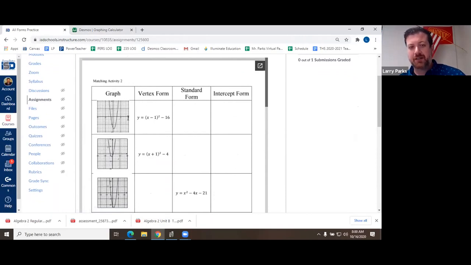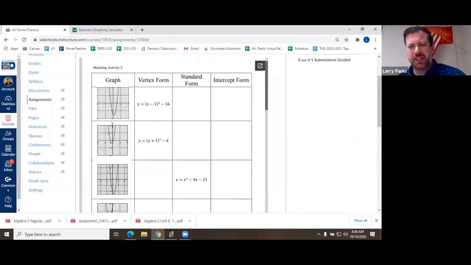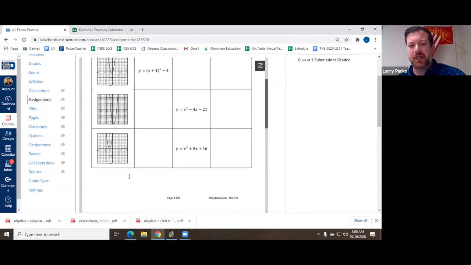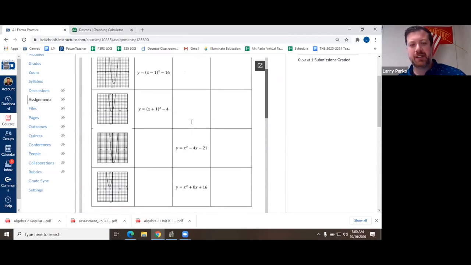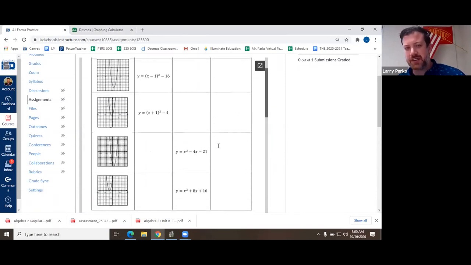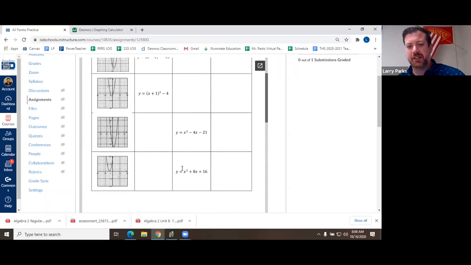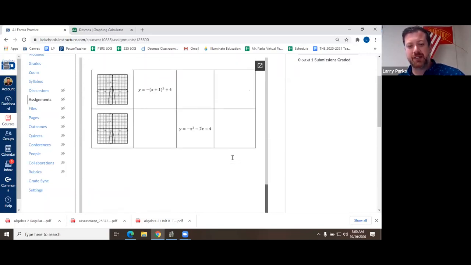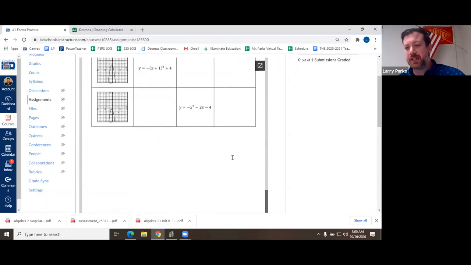I start you off in a form, and you're going to write the 2 new forms. The graph is already ready for you. I'm pretty sure these graphs are correct. I can't promise, but I mean, try not to look at the graph. Try to use the graph as just a way to check your work at the end. But I start you off in vertex, go to the other 2. Start you off in standard, go to the other 2. And then we do intercept, go to the other 2. So that is your practice.